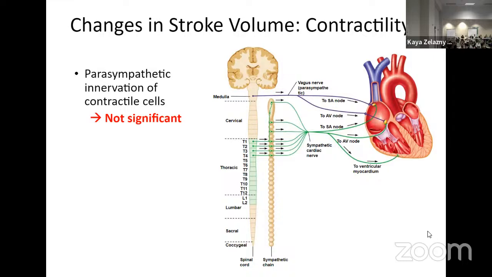In terms of the opposite, the sympathetics and the parasympathetics are pretty much opposite to each other for everything they do. But the parasympathetics don't actually connect to the ventricles. So there's no real significant interaction between that parasympathetic innervation and ventricular contractility. They just don't reach that far, so they can't really.